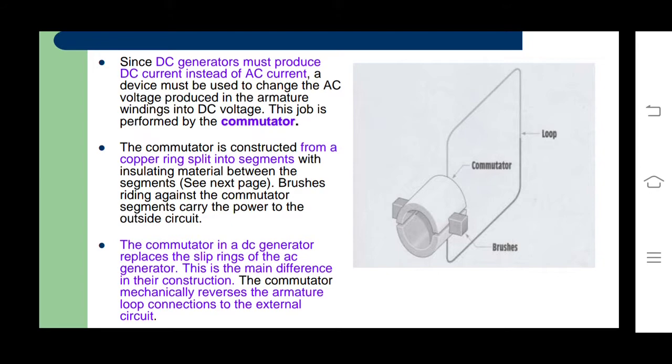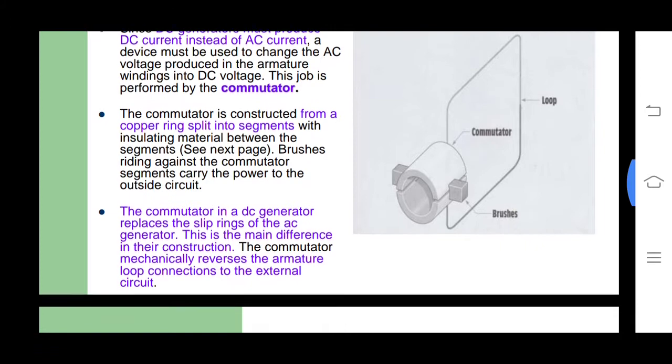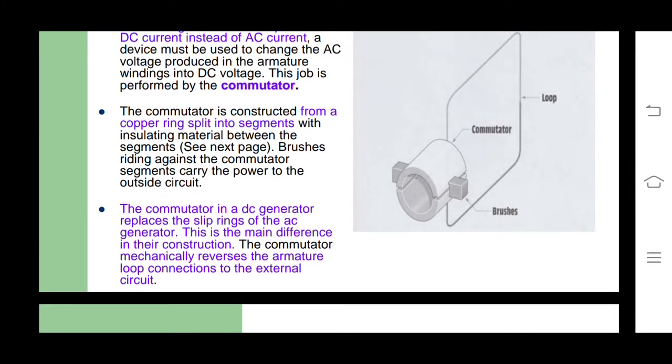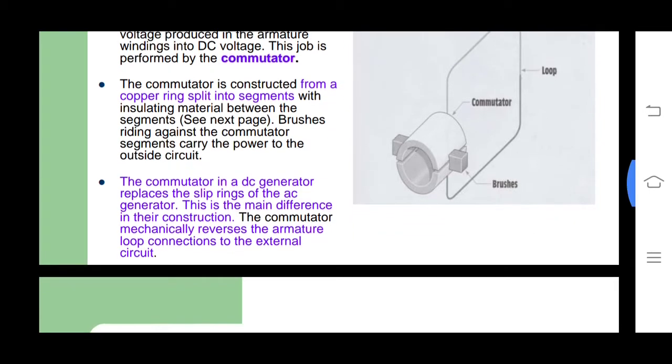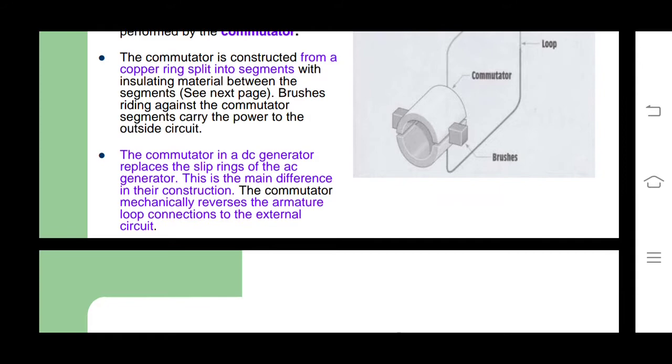The commutator is constructed from a copper ring split into segments with insulating material between the segments. Brushes ride against the commutator. That means the brushes are stationary. Segments carry the power to the outside conductor circuit.